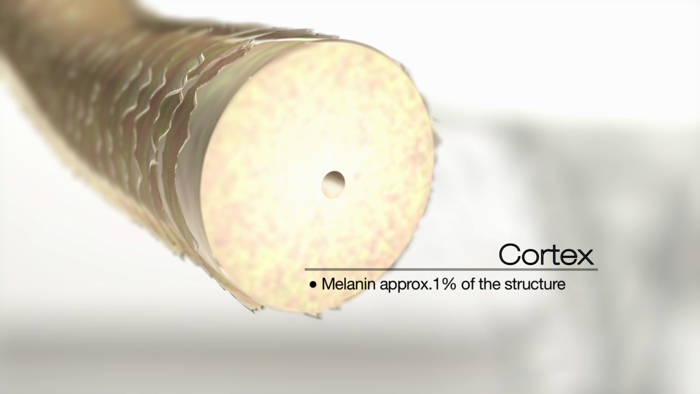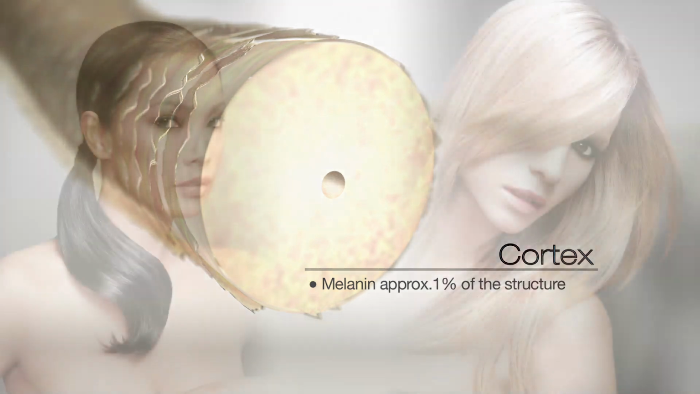When hair begins to lose color or becomes gray, it's because the body no longer produces the necessary quantities of amino acids to promote the production of melanin. When production stops completely, the hair becomes white. Melanin makes up approximately 1% of the total structure of hair and is found in the cortex.